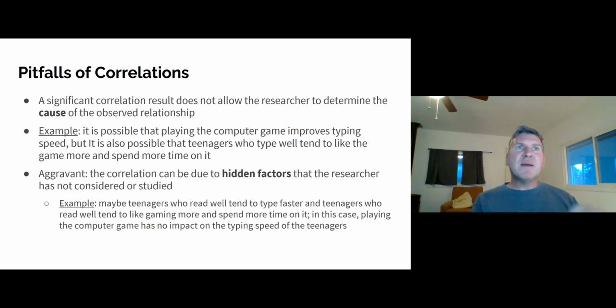So this goes back to what I mentioned in the previous lecture about context. The facts are important, so if you find a correlation, it may not be true, or it might be due to other factors that are unrelated to what you're considering. So maybe teenagers who read well tend to type faster, and the teenagers who read well tend to like to play games more, and they spend more time on gaming. In this case, the computer game has no impact on the typing speed of the teenagers, but we found a correlation.